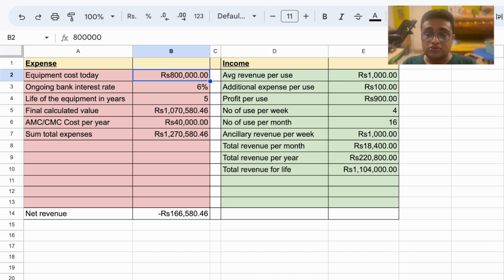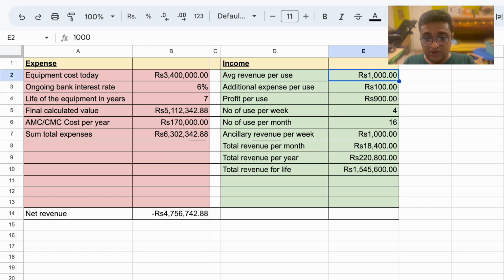Let's look at an IOL Master 700. The present market rate is going to be around, these are approximate figures, 34 lakhs. At 6%, with the life of the equipment counted as 7 years, the calculated value comes to 51 lakhs. CMC per year is 1,70,000. In total, you are expending 63 lakhs on that machine over a period of 7 years. That is 63 lakhs worth of value.